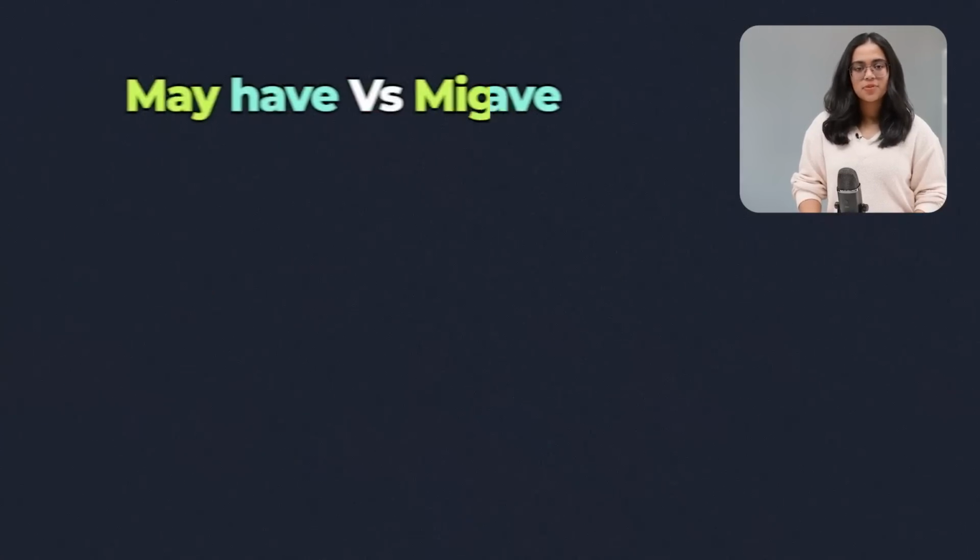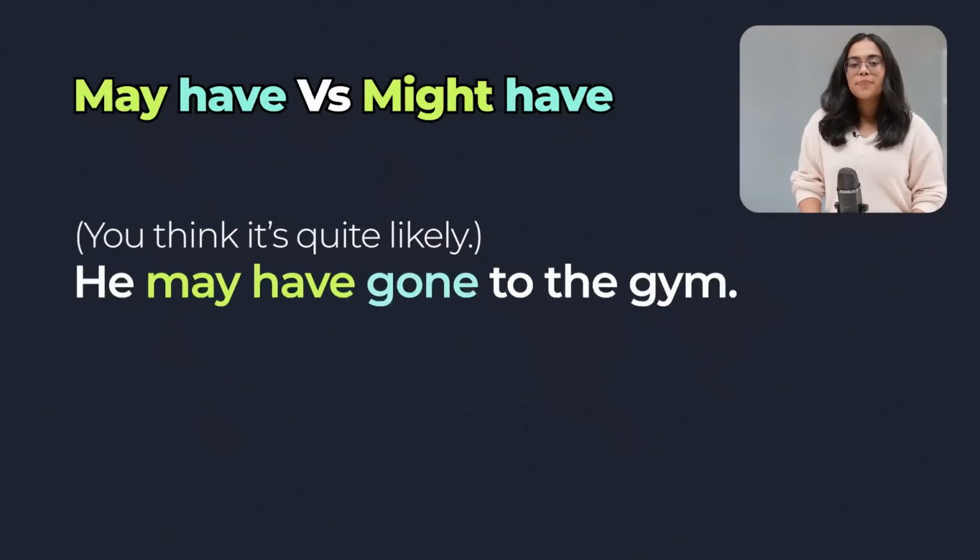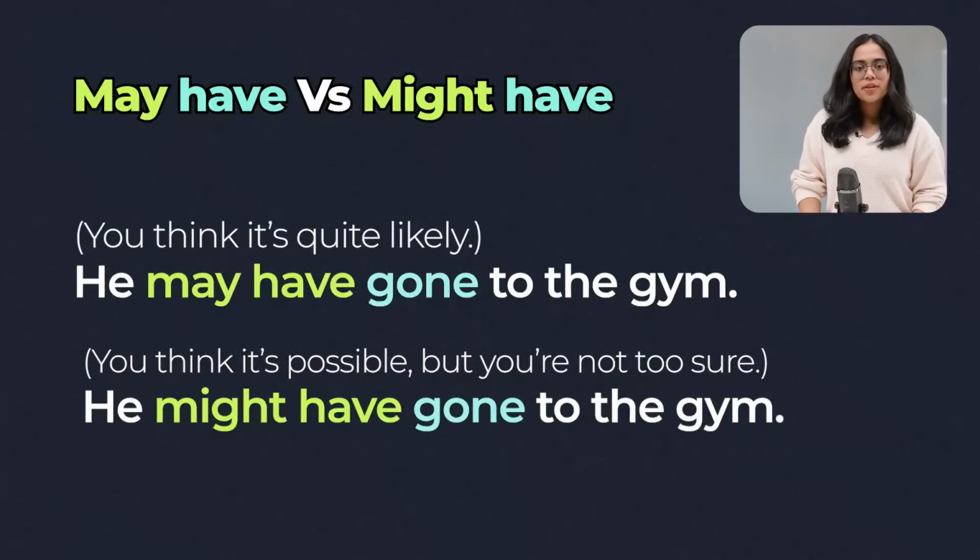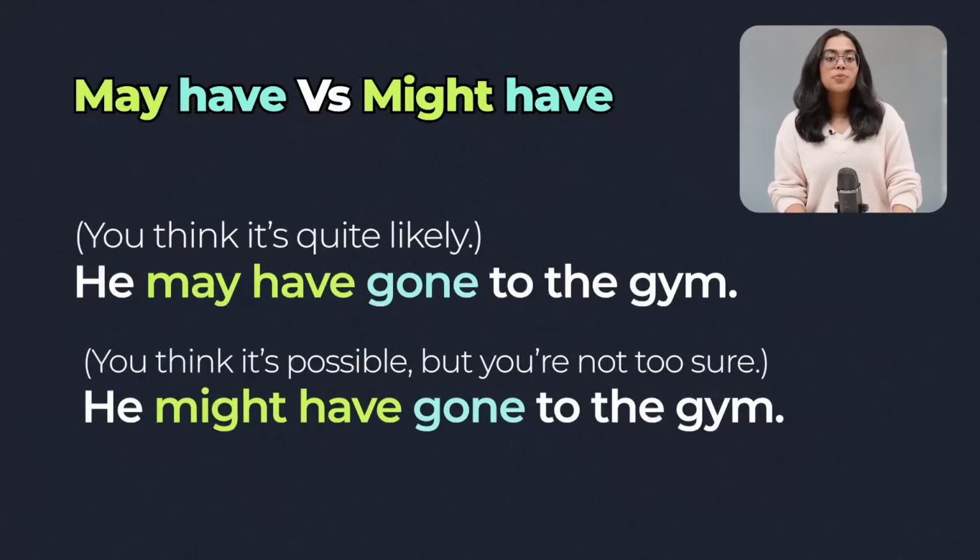Take a look at these examples. He may have gone to the gym. You think it's quite likely. It means you think there are 50% chances that he's gone to the gym. But when you say he might have gone to the gym, you think it's possible, but you're not too sure. It means the possibility is less than 50%. But in real conversation, the difference is very small. And most advanced speakers use them interchangeably. It will actually not make a difference when you speak, but it will make a huge difference when you write.